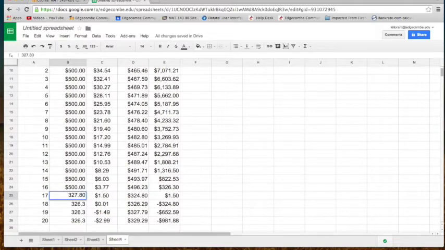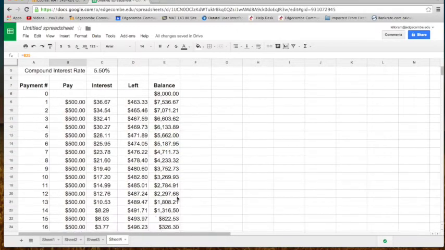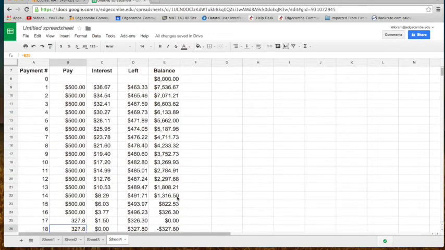27.80 cents. And there we have a zero balance. Most loans, when you get near the end, don't exactly get down to zero because you're rounding numbers. And also, this is not a precise method. This was just an agreement between me and somebody else, maybe, of paying off this loan.